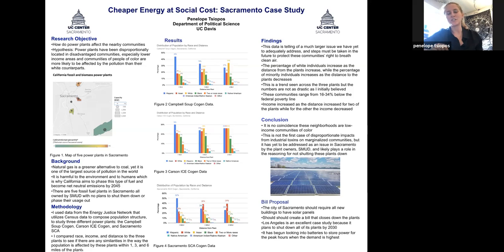SMUD has generally been very progressive and they've gotten a little bit comfortable. They have not been challenged in a while. And the other answer is that they are hesitant to allow people to have solar panels on their houses because they might be afraid that they might lose revenue, but it actually would benefit them in the long run.